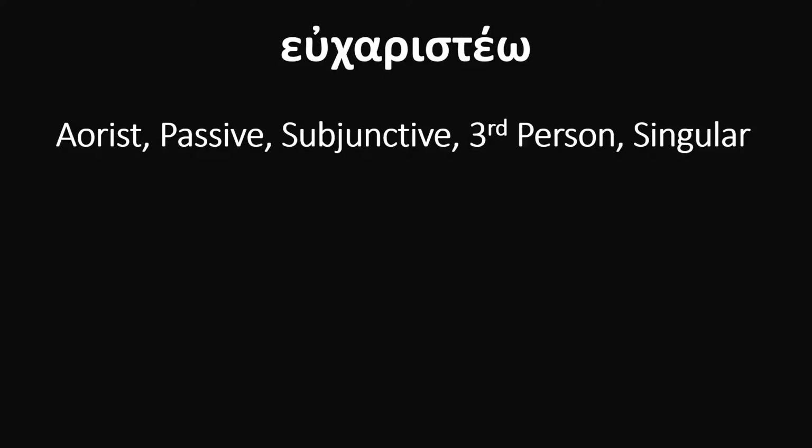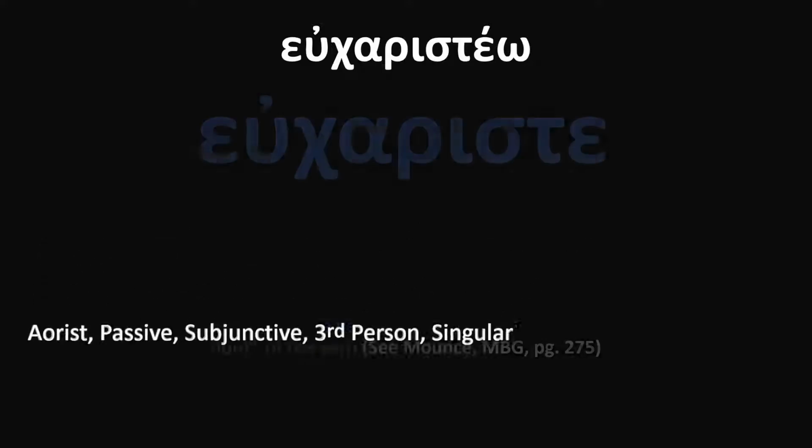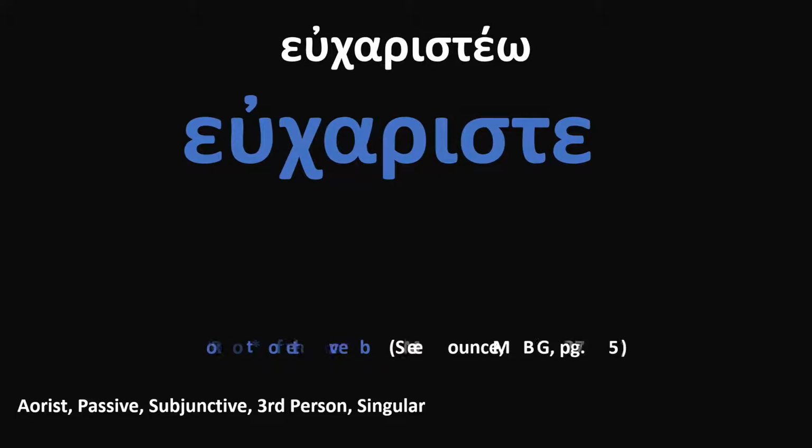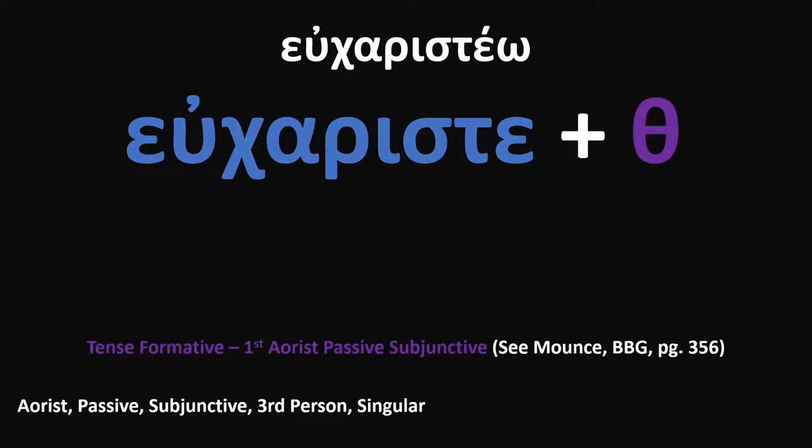Looking at the verb eucharisteō, how do we form the aorist passive subjunctive third person singular? Well, again, we start with the root, euchariste, and then to the root, we're going to be adding the tense formative. Now, this is a first aorist passive subjunctive, and so the tense formative is theta. So euchariste, the root plus the tense formative theta.